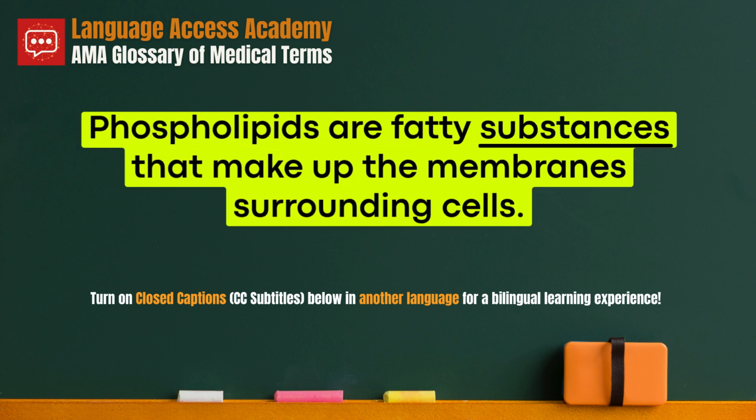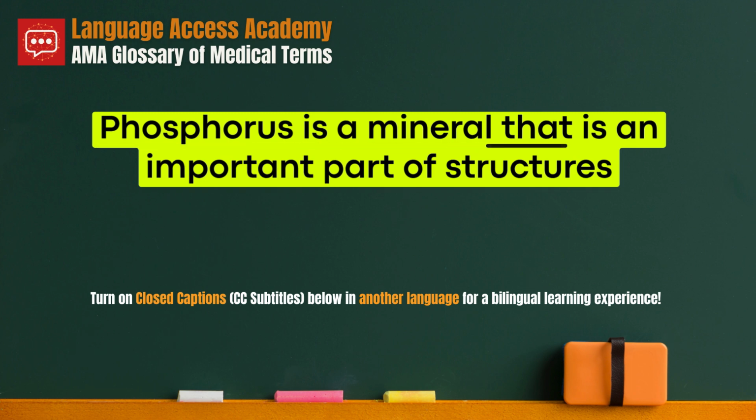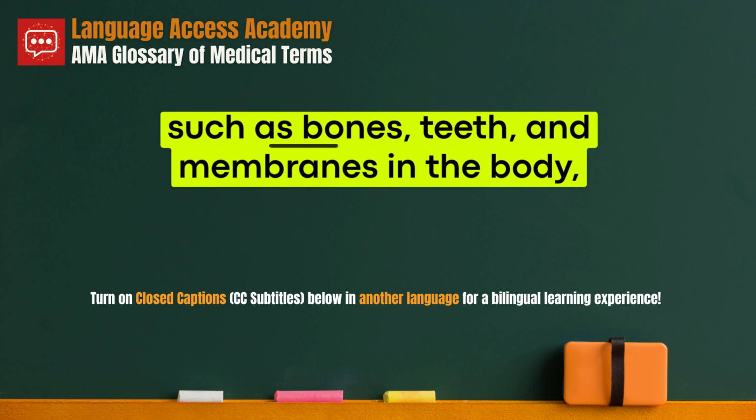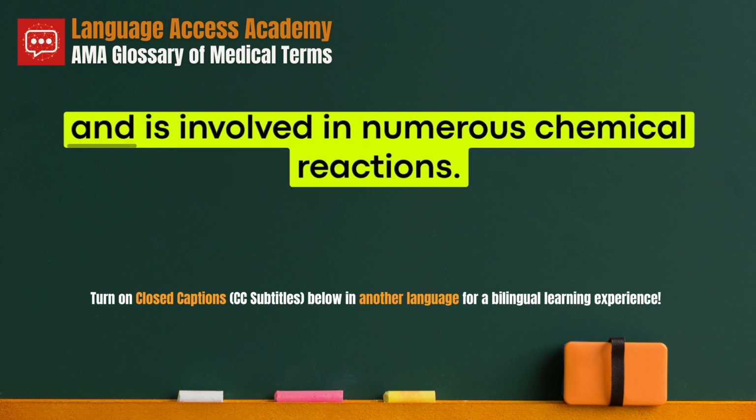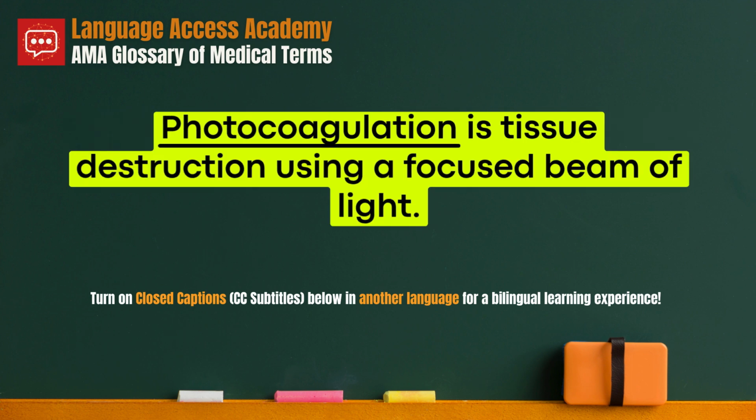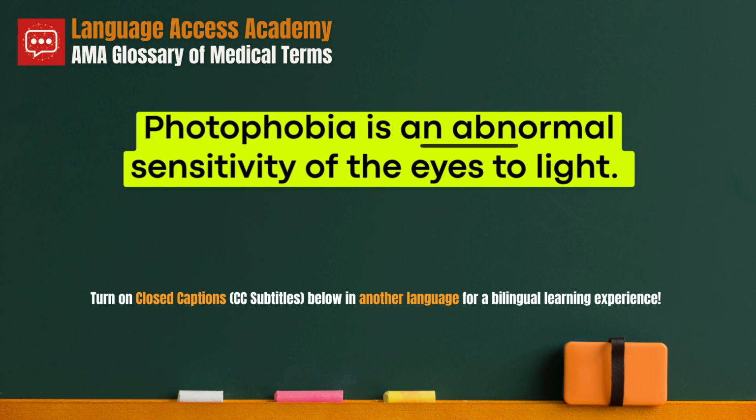Phospholipids are fatty substances that make up the membranes surrounding cells. Phosphorus is a mineral that is an important part of structures such as bones, teeth, and membranes in the body, and is involved in numerous chemical reactions. Photocoagulation is tissue destruction using a focused beam of light. Photophobia is an abnormal sensitivity of the eyes to light.